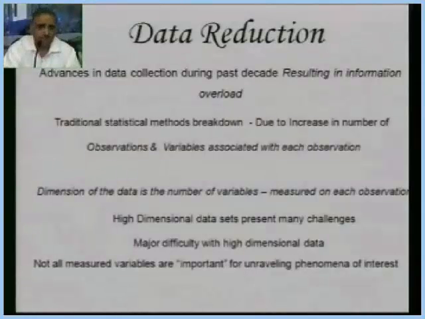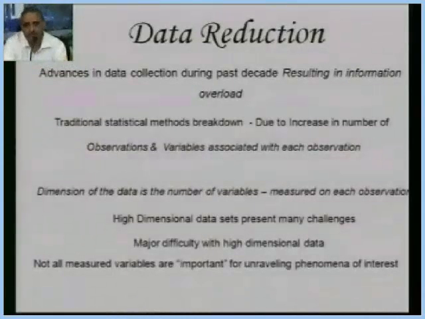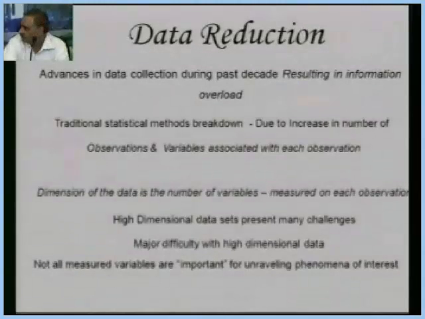What exactly do we mean by data reduction? The advances we see in electronics as well as optics have resulted in the development of very sophisticated sensor systems, which have resulted in information overload. When you want to deal with large volumes of data, the traditional statistical methods simply break down, because you have a number of observations, and each of the observations has a large number of variables associated with it.